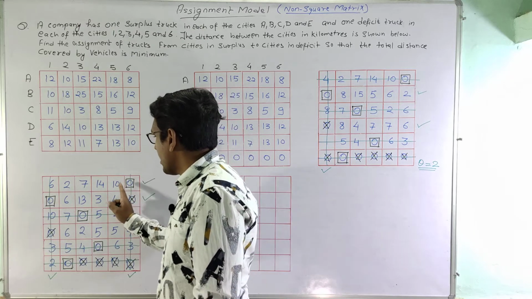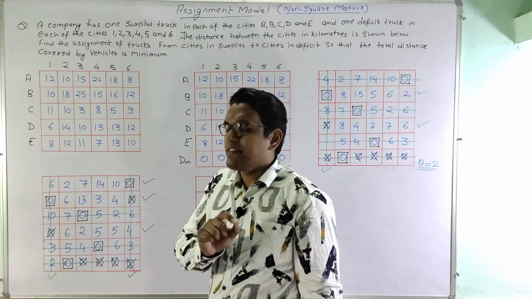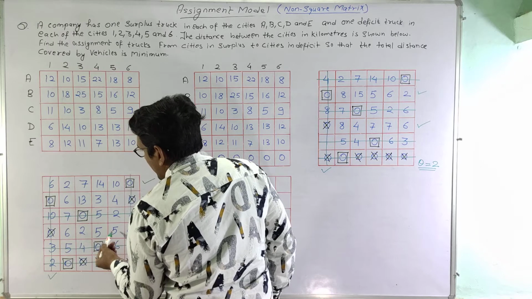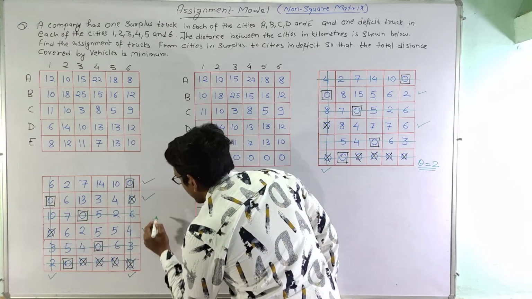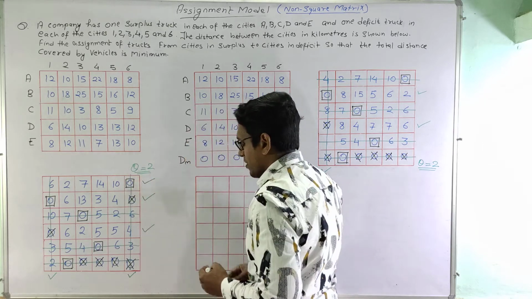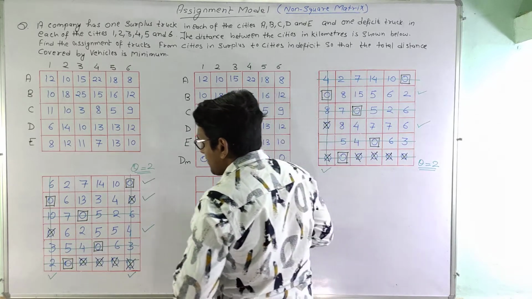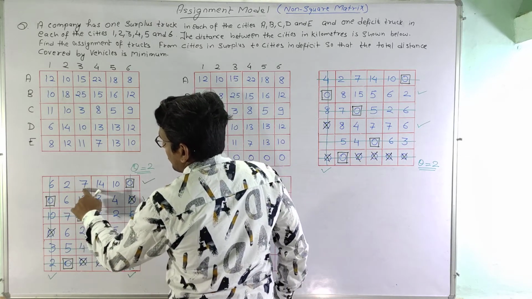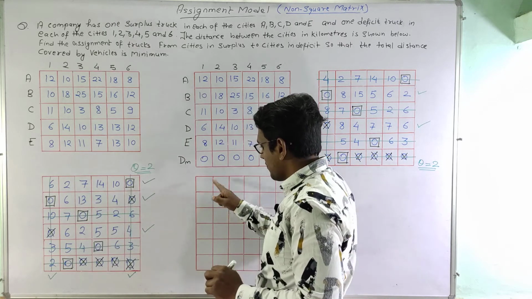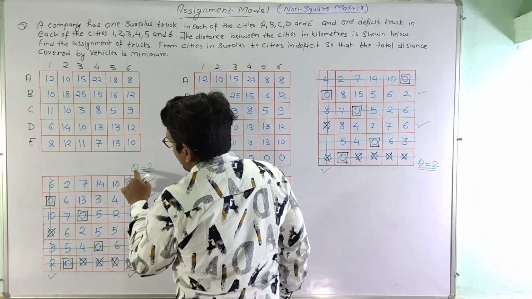Now again we will select the minimum value among the cells where no lines are passing. Among these cells the minimum value is 2. So the value of theta here is equal to 2. Now to make the new matrix, for the cells having no lines passing through them, the new cost coefficient is the old Cij minus theta.